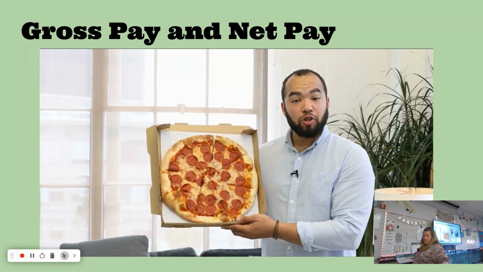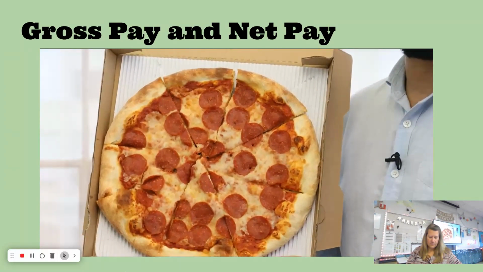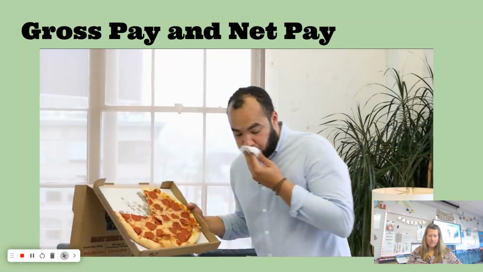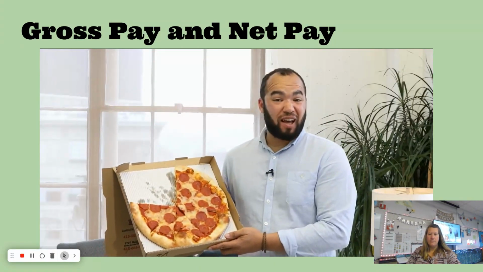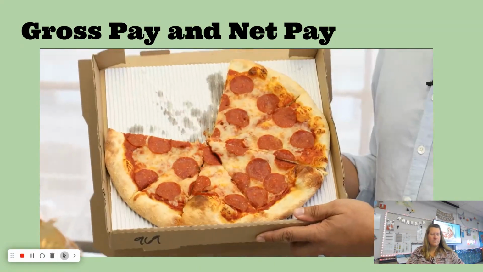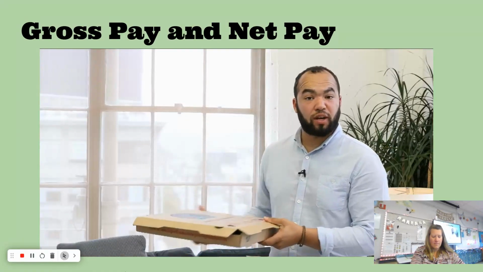So, gross pay is kind of like this full pizza. Nothing's been taken away, it's the full amount. Net pay is a lot like what's left over of this pizza. Now, some things have been taken out, like taxes and deductions, but what's left over is what they take home.